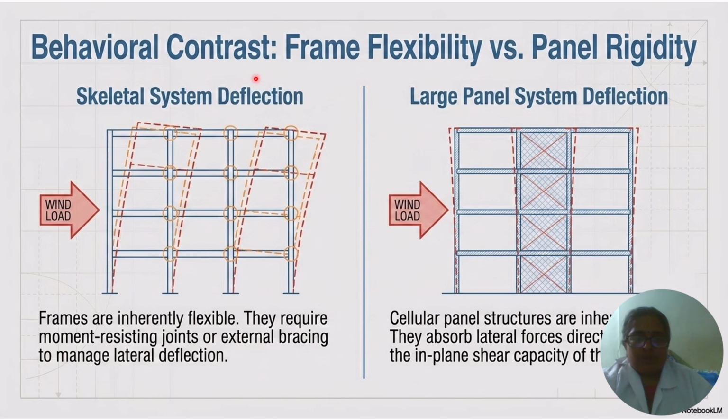And the behavioral contrast between frame flexibility and panel rigidity. Skeletal system deflection due to wind load is shown in this figure, and the large panel system deflection due to wind load is shown in the figure. Frames are inherently flexible, that is, they require moment resisting joints or external bracing to manage lateral deflection, whereas in the case of large panels, cellular panel structures inherently resist, and they absorb lateral forces directly in the in-plane shear capacity of the component.